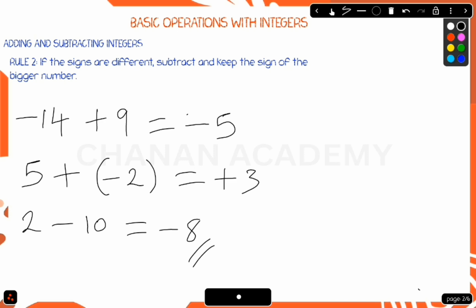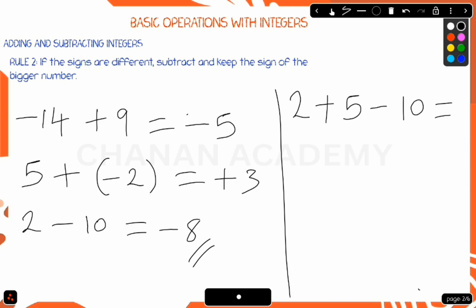Okay, so let's take the last example before we move to the next one. Let's have something like 2 plus 5 minus 10. So what will be the answer? How do we solve this? Alright, if you watched our previous video that talks about the order of operations, we said you solve from the left to the right. So you address this first, ignoring this one.